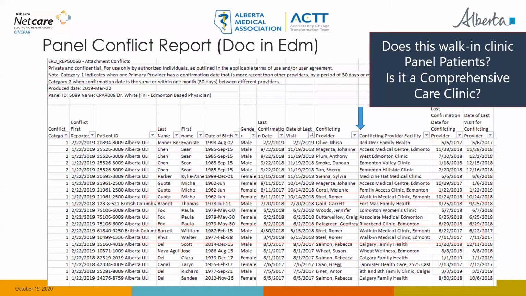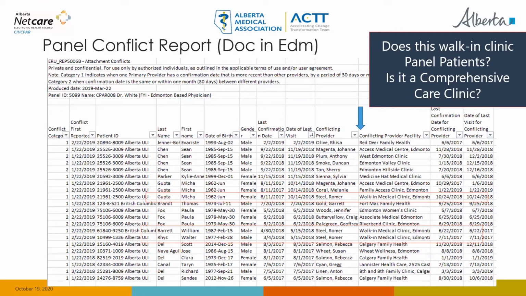Another method of sorting the report is looking at the conflicting provider. Filtering by this column will show you if there are patients on your panel that may be going to clinics with different models of care. Could it be because they need more episodic care, sore throats, tummy aches, or does this walk-in clinic actually offer them also that longitudinal model where they're doing the screening and the chronic disease management that you also may be offering to the same patient? So again, sorting by the conflicting provider facility gives that next opportunity to start to see where you can improve the relational continuity.